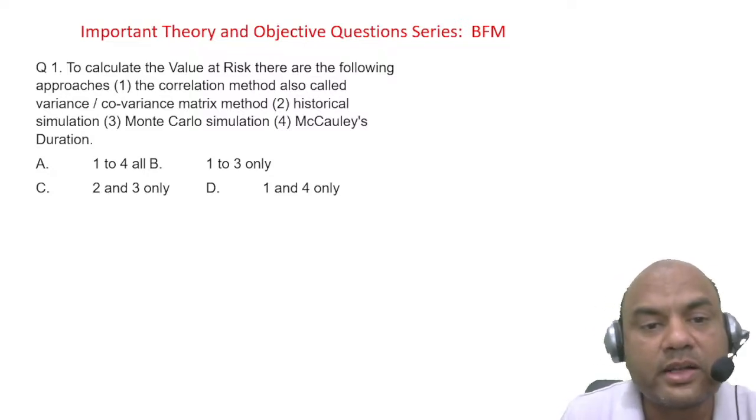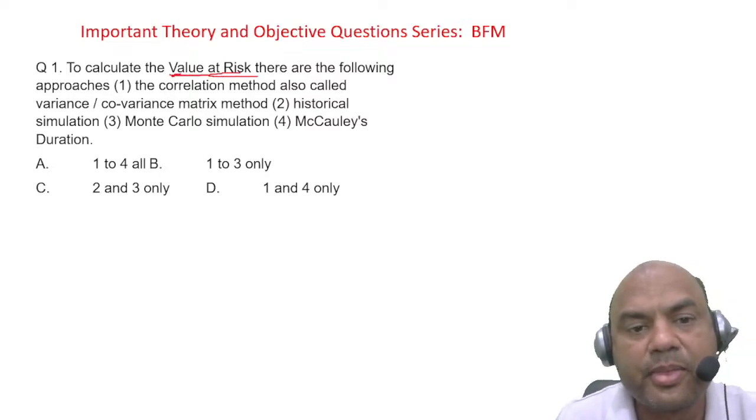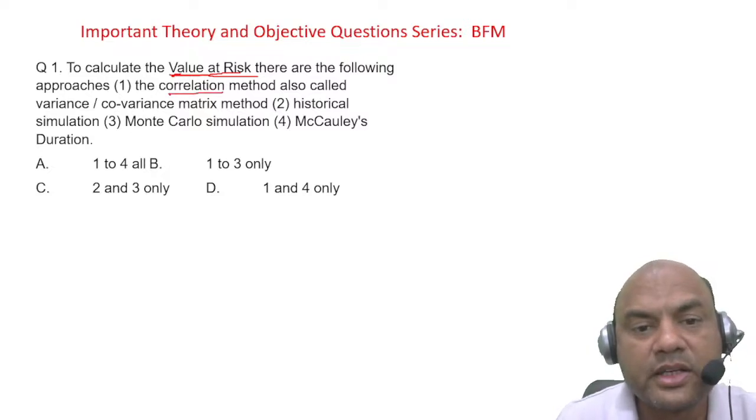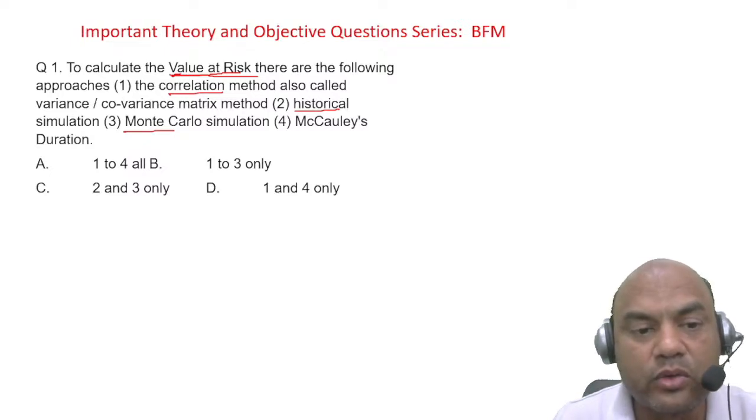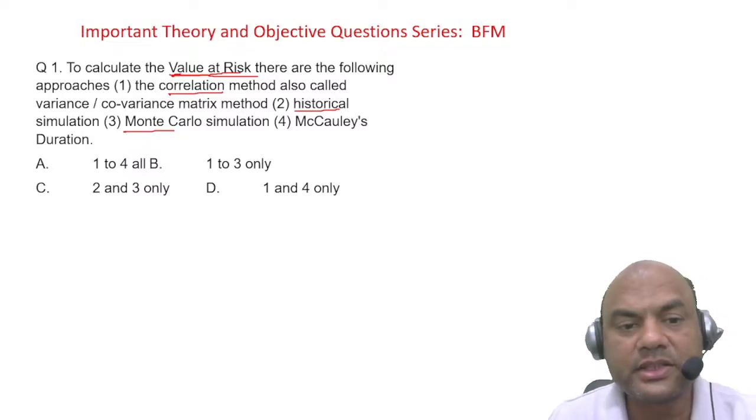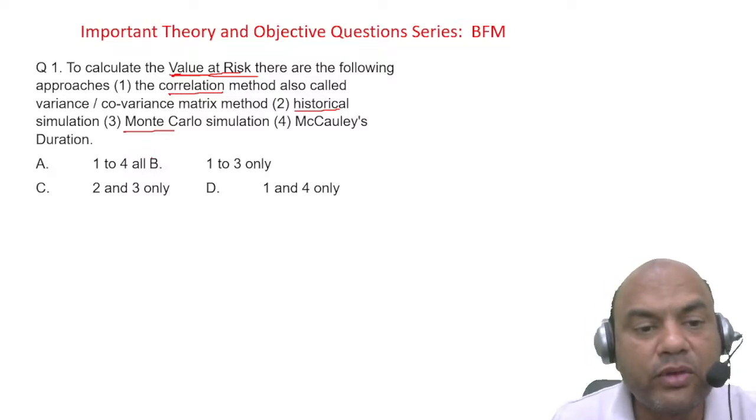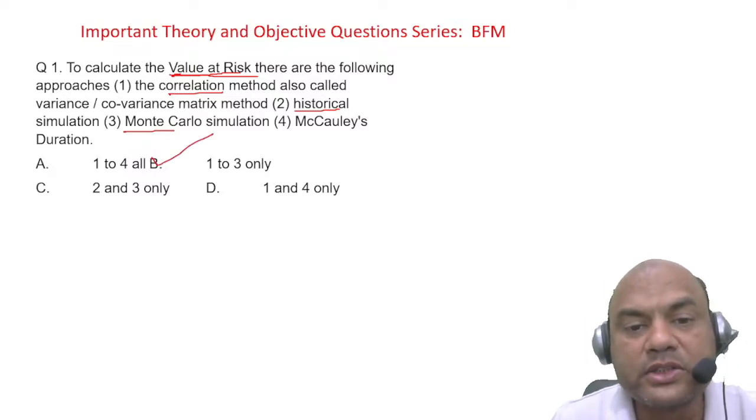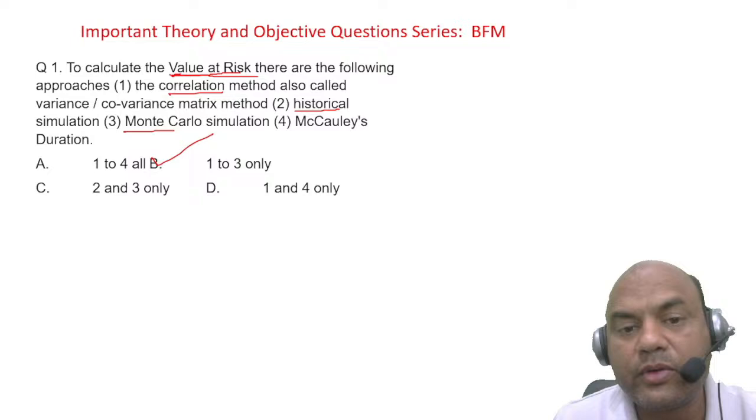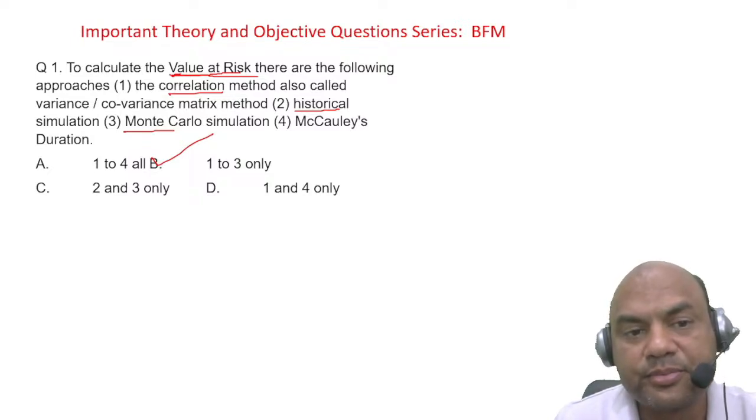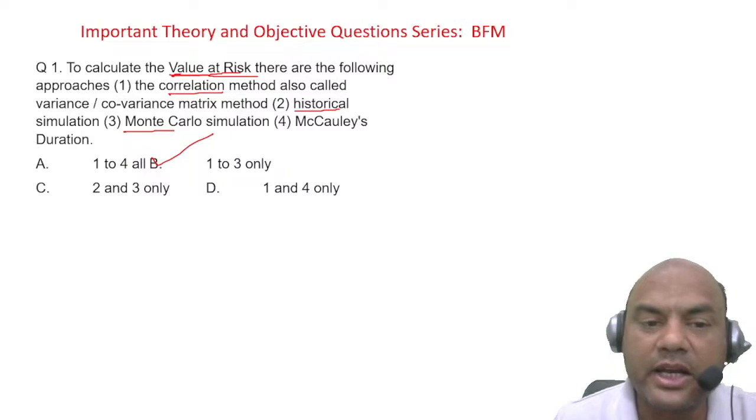How to find out the value at risk? What are the methods? Value at risk methods: correlation method, historical simulation method, Monte Carlo method, and Macaulay duration. So value at risk is determined using which of the methods? 1 to 4 all? It is B, 1 to 3 only. Macaulay's duration is not considered in value at risk. Okay. For calculating VAR, we don't consider Macaulay duration; we use correlation, historical simulation, and Monte Carlo.